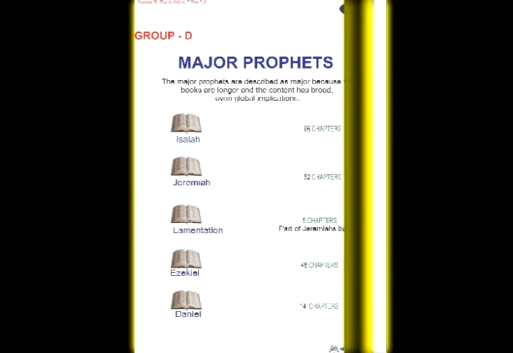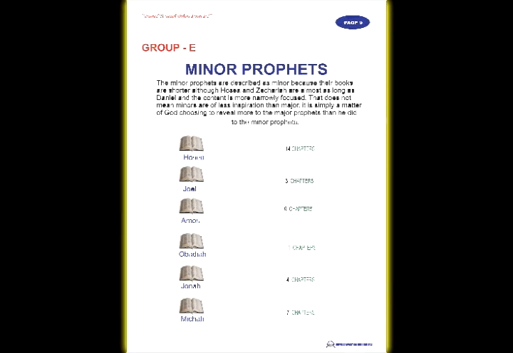Then we move to the minor prophets. The minor prophets are described as minor because their books are shorter, although Hosea and Zechariah are almost as long as the book of Daniel, and the content is more narrowly focused. That does not mean minors are of less inspiration than majors. It is simply a matter of God choosing to reveal more to the major prophets than he did to the minor prophets. So major prophets, they are 5, and then the minor prophets are 12.